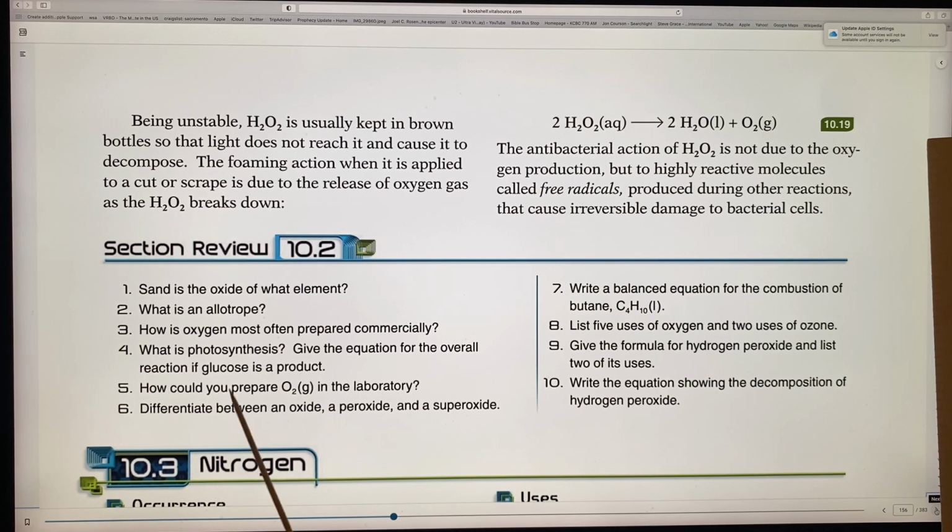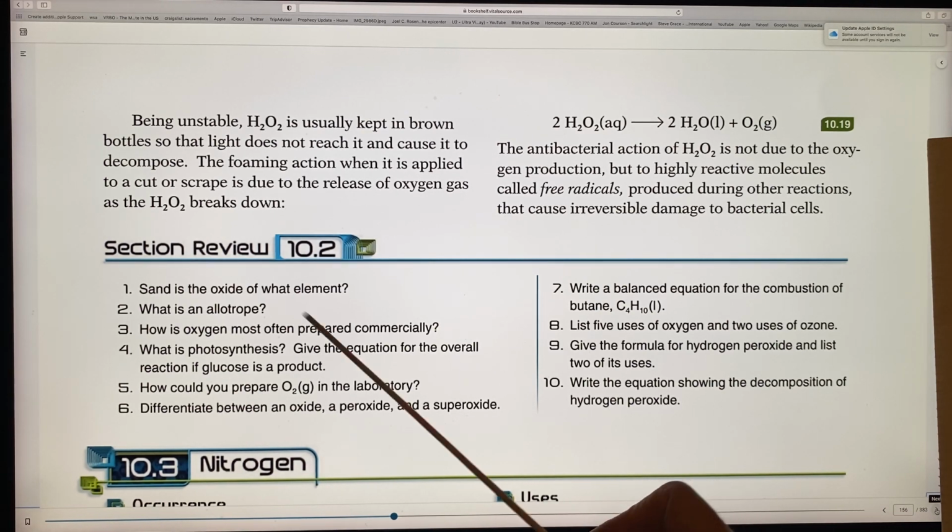Pretty important. How could you prepare oxygen in the laboratory? By decomposing potassium or sodium compounds: the thermal decomposition of potassium chloride or sodium chloride makes oxygen. How could you differentiate between oxide, peroxide, and superoxide?